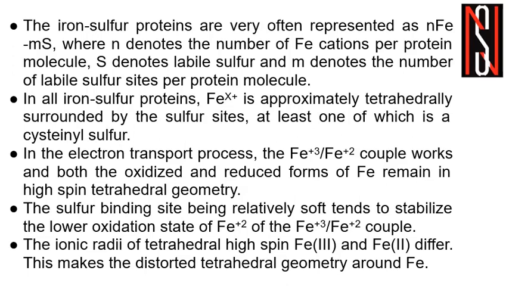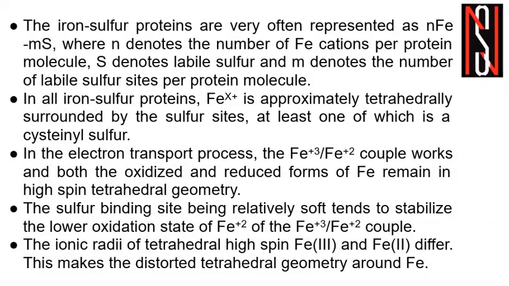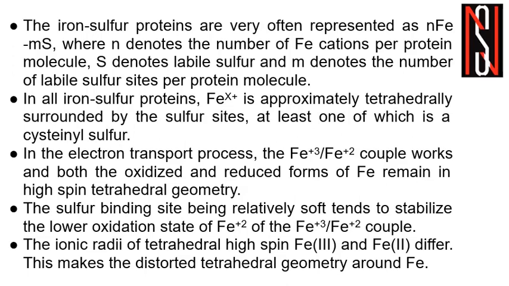Coming to the next point, in all these iron sulfur proteins, Fe or iron is positively charged, having variable oxidation states, and it is approximately tetrahedrally surrounded by the sulfur sites, but at least one of the sites is cysteine sulfur. Because it is tetrahedrally surrounded by sulfur sites, there will be 4 sulfur sites around the iron ion. So at least one among the 4 sulfur sites would be cysteine sulfur, otherwise it will not be called ferredoxin.